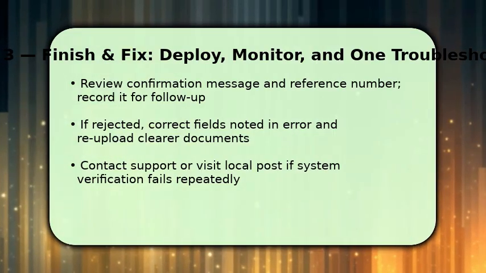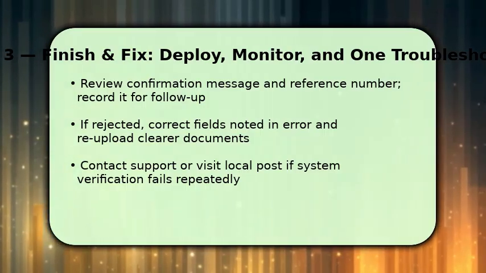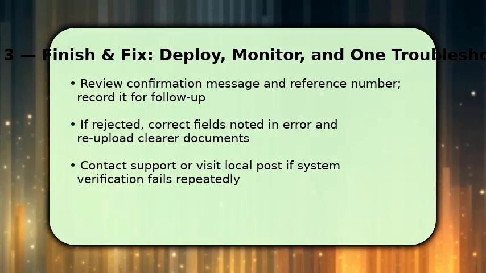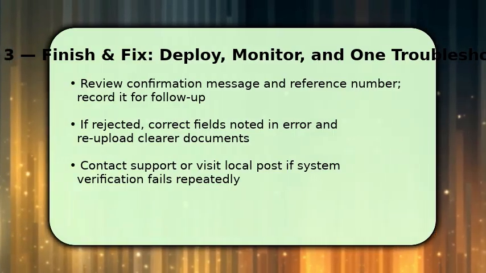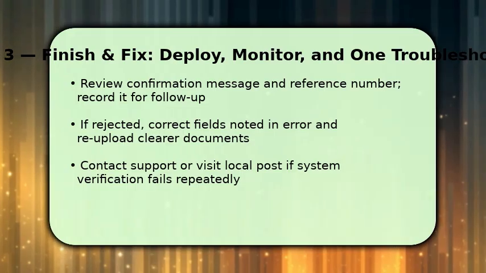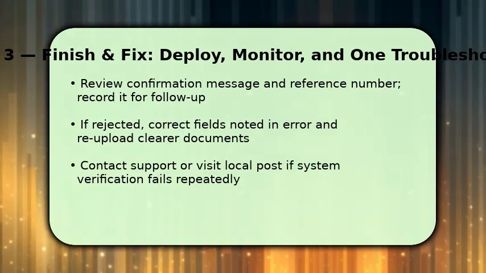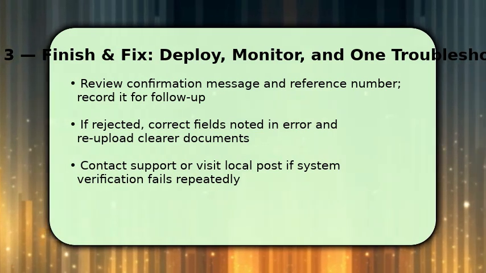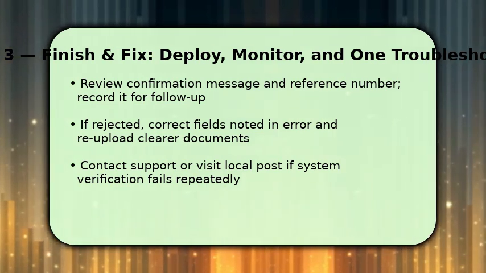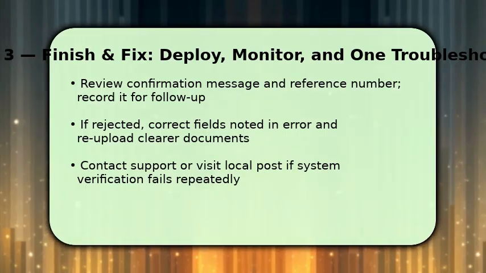If the update is rejected, the rejection note points to the exact field, correct it, re-upload a clearer document, and resubmit immediately. If verification repeatedly fails, contact the National Address Help Desk or visit the nearest post office with originals for manual verification. This resolves most stubborn cases quickly. Keep calm and follow their instructions.